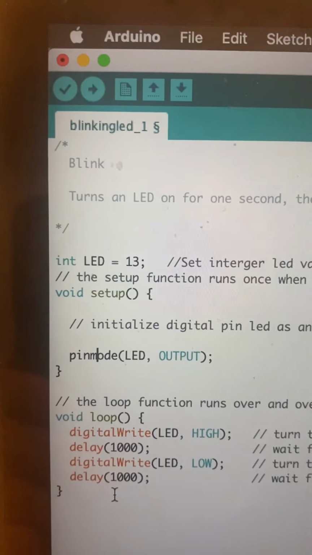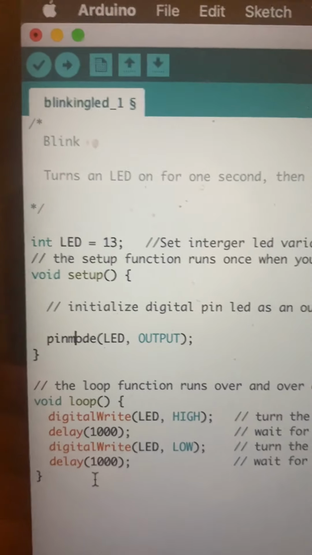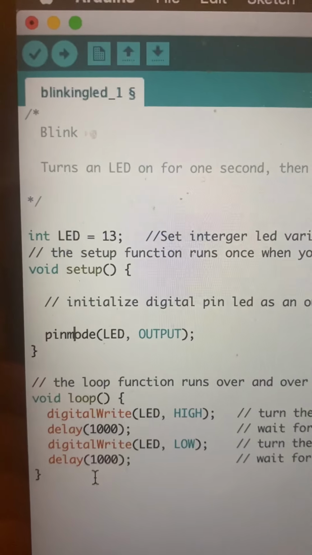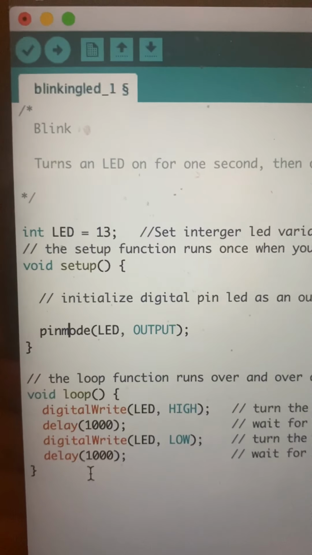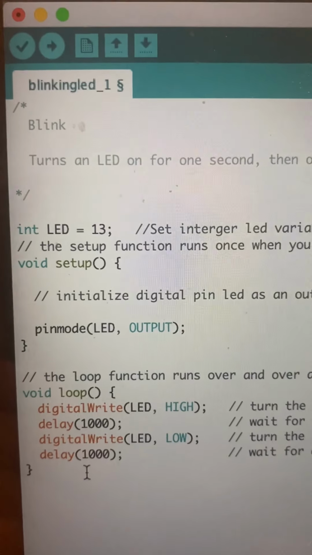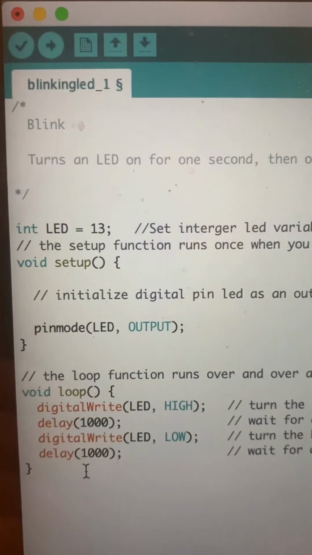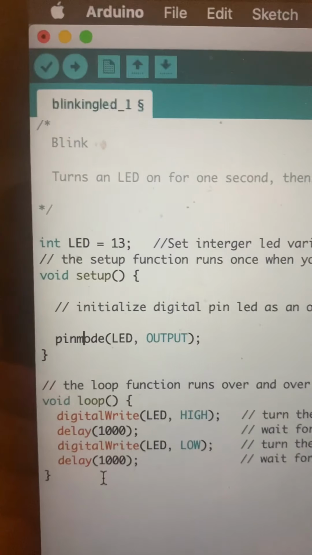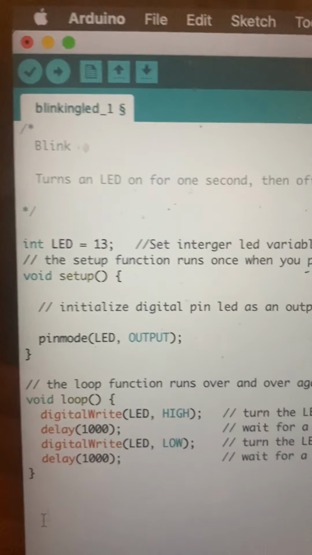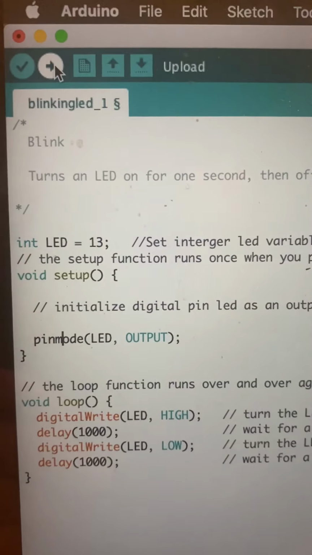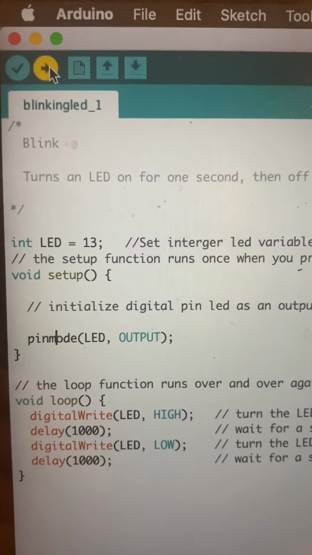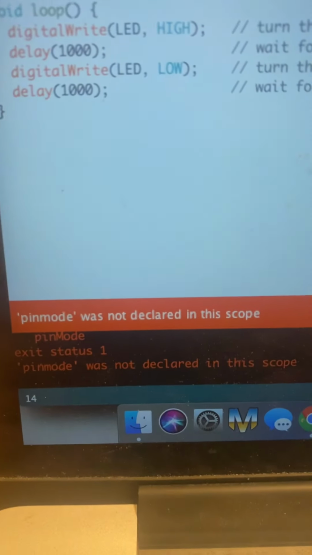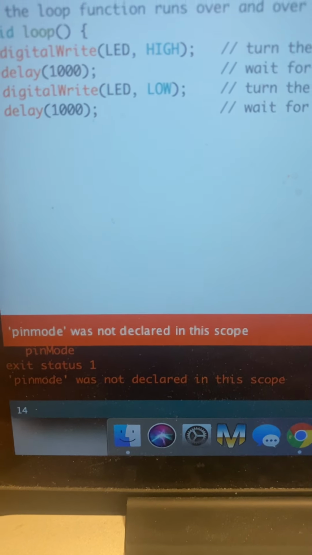And again, my suspicion is that when we try to compile this, it's not going to work out very well, because pinMode is like a functional call of some kind, and those are usually very specific in how they must be coded, so it's probably not going to recognize pinMode with a lowercase m. And lo and behold, that's what it tells us: pinMode was not declared in this scope.